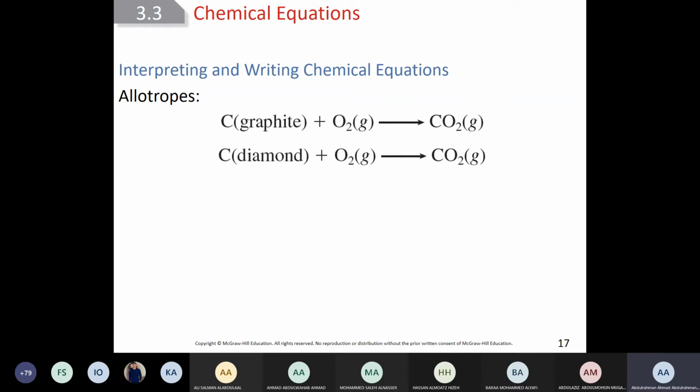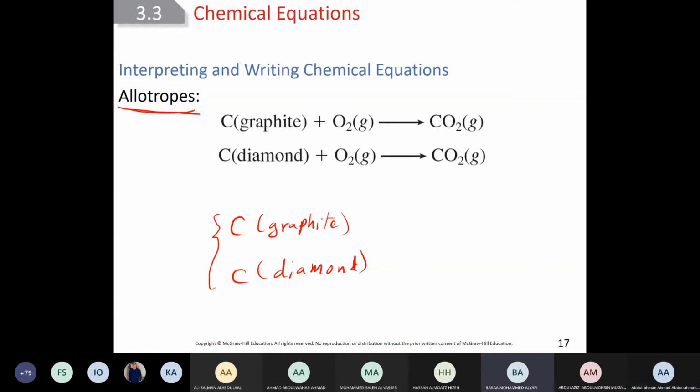We have here two substances: carbon, graphite, and carbon, diamond. What did we call them? From chapter 2, we have a name for these. Allotropes. We call them allotropes. What's the meaning of allotropes? The same atom but in different forms. A substance consisting of one kind of atom, but it's two different things.